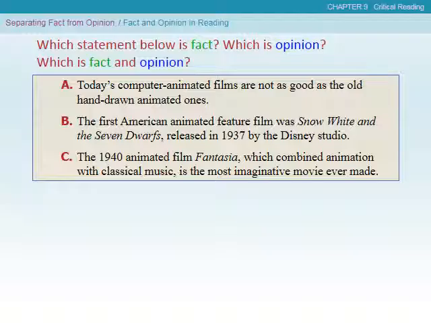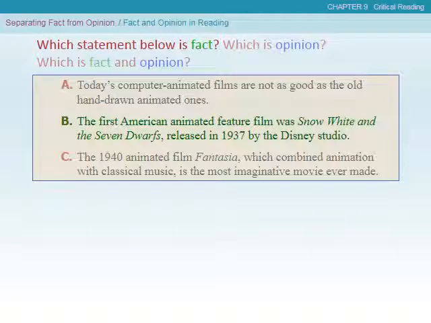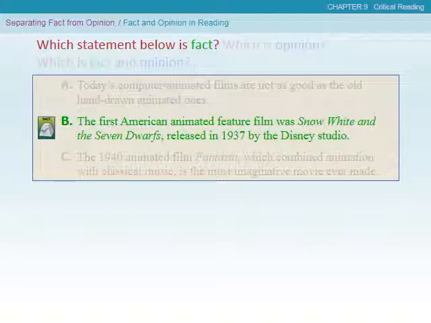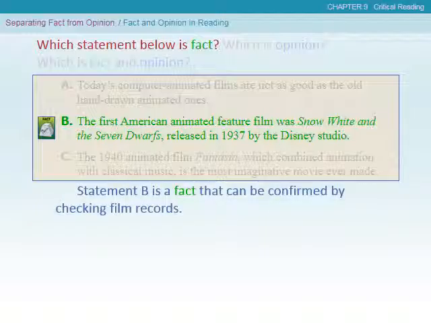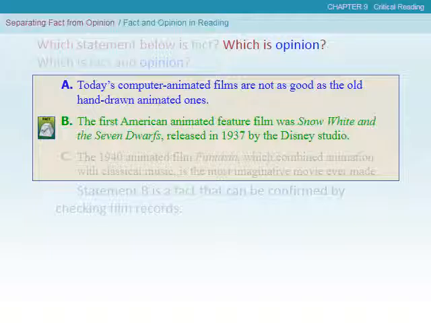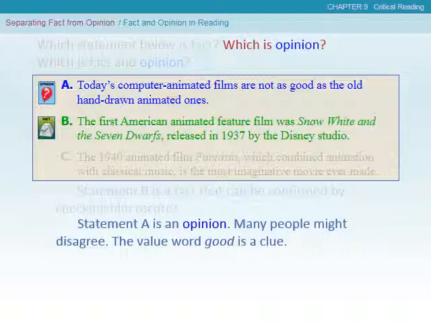Okay, so if we look at the second one, it is a fact, right? We can go back and check whether or not this was true. It can be confirmed by checking film records. The first one is an opinion, okay? The clue there is that it uses the word good, right? So that's one of the value words.